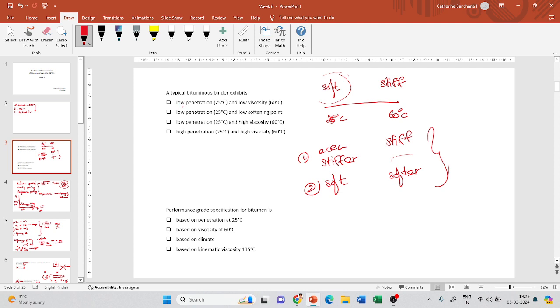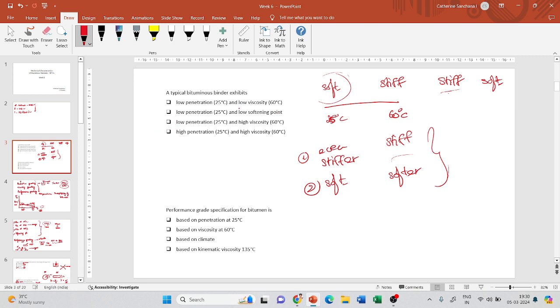What does low penetration mean? Low penetration means a stiff bitumen. And low viscosity is a soft bitumen. So is this what your bitumen will exhibit? Obviously no, because if it is stiff, it will exhibit an even stiffer property, or it will have a higher viscosity.